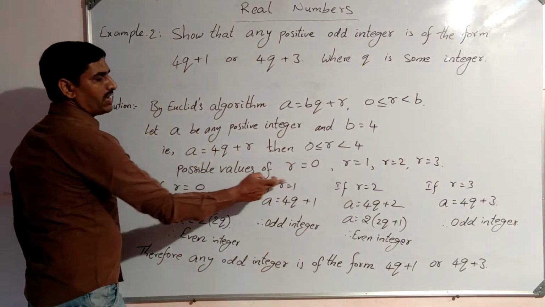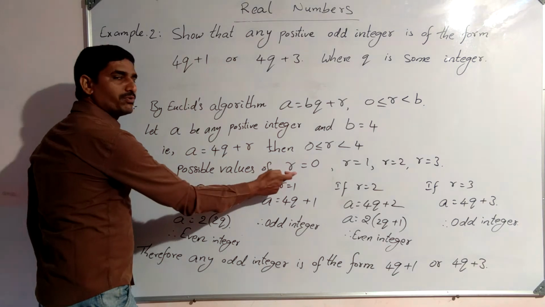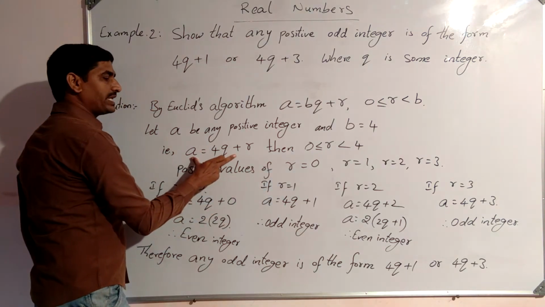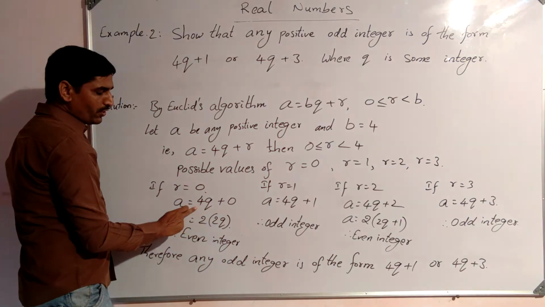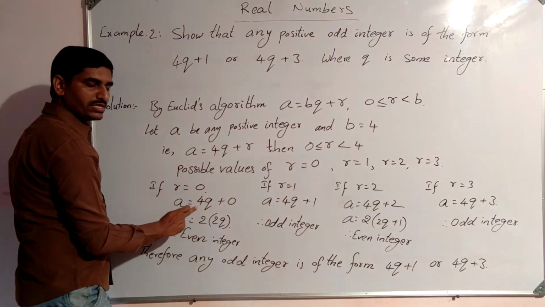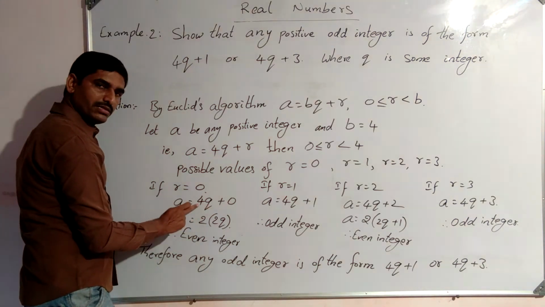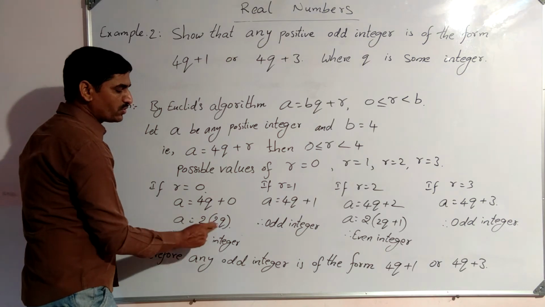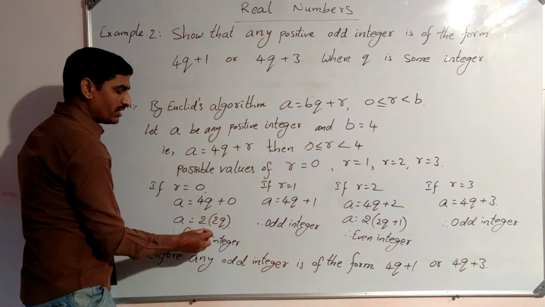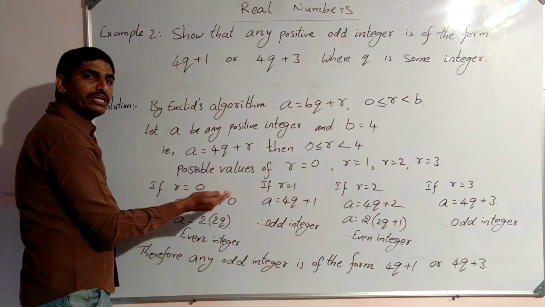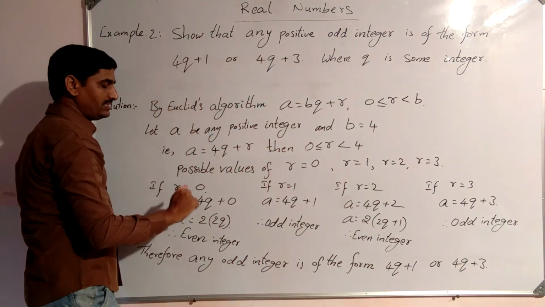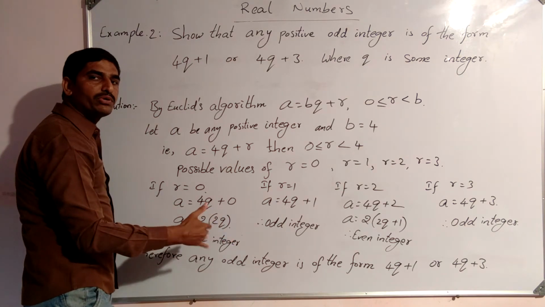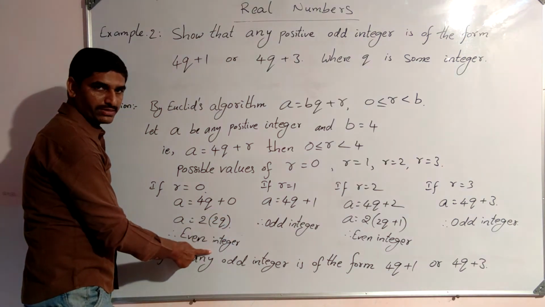Now, first of all, r equal to 0. What happens? Put r equal to 0 in the equation a equal to 4q plus r. Then a equal to 4q. 4q can be written as 2 into 2q, since 2 twos are 4. Now, 2 into something: we already learned in the previous example 1 that 2 into something is an even integer.